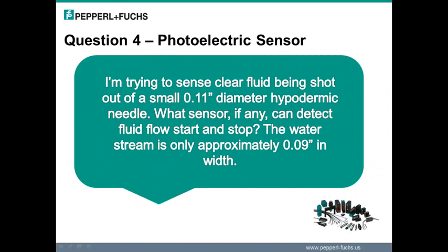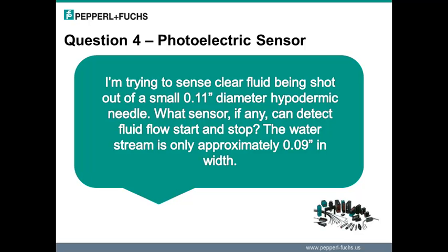In this next application, a customer wants to sense the start and stop of flowing water coming out of a hypodermic needle where the opening is only 110 thousandths and the stream is approximately 90 thousandths. Tracy, what can you suggest? Would one of our photoelectric sensors be suitable for this application, or would an ultrasonic sensor be better?